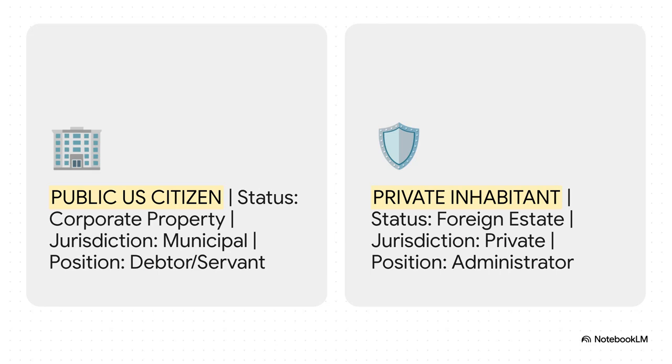Now, this slide really gets to the heart of the matter. It draws a very sharp contrast. On one side, you have the public U.S. citizen, which this system defines as corporate property operating as a debtor. On the other side, you have the private inhabitant, framed as a foreign estate with an administrator who functions as a creditor. That shift in status is the entire game.